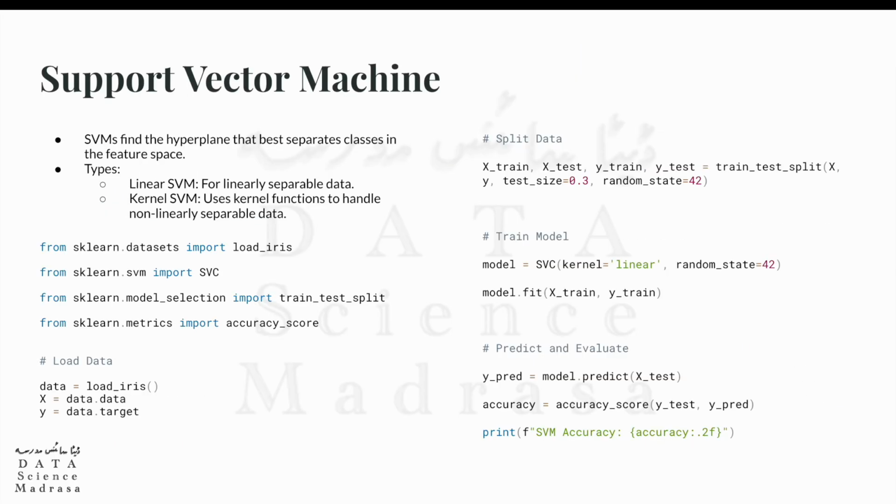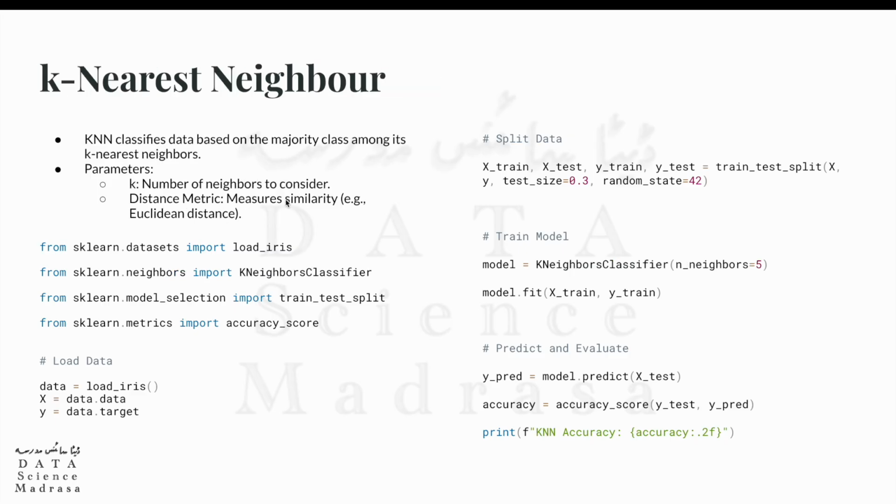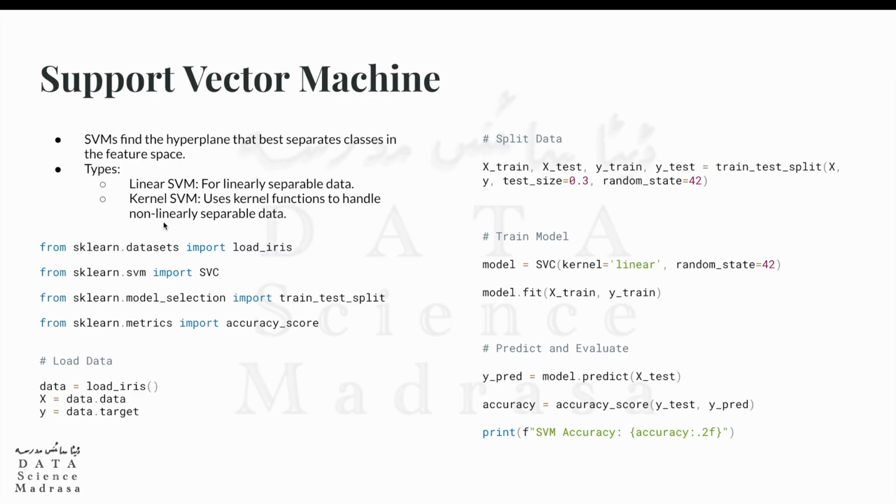So the penultimate algorithm we'll look at is support vector machine, which essentially finds a hyperplane that best separates the classes in the feature space. And this hyperplane has the support vectors on it, those data points in the training set that form that hyperplane. Types are linear support vector machine for linearly separable data, or kernel SVM, which uses different kernel functions to handle non-linearly separable data.